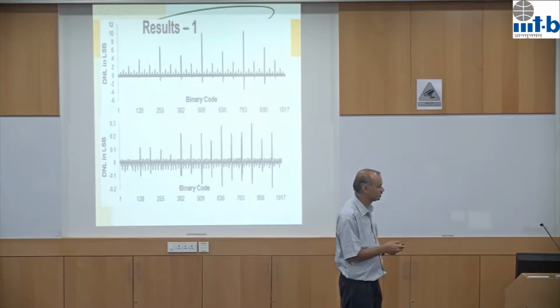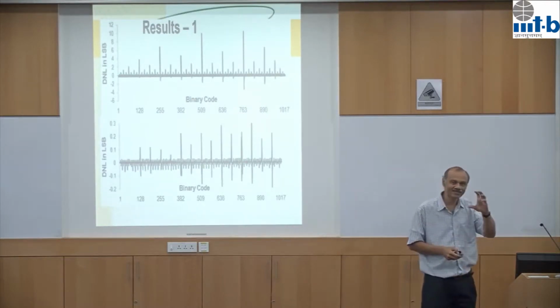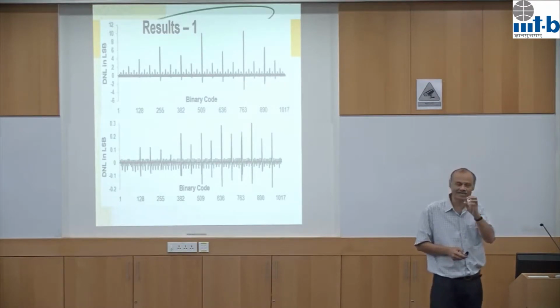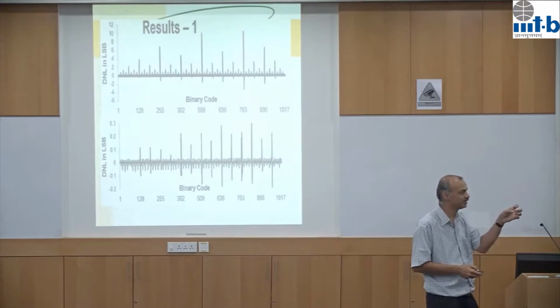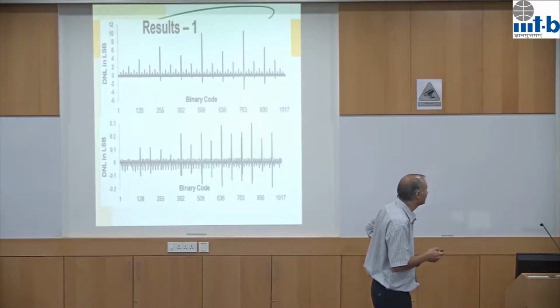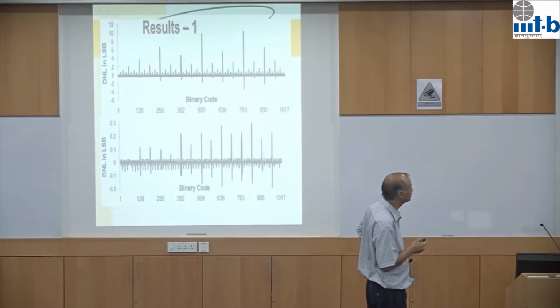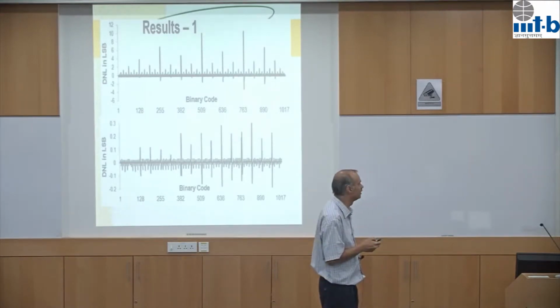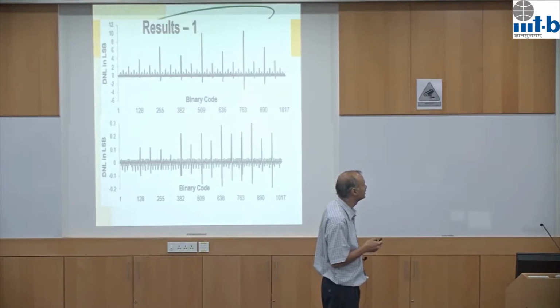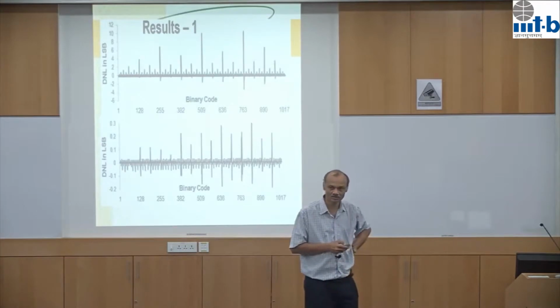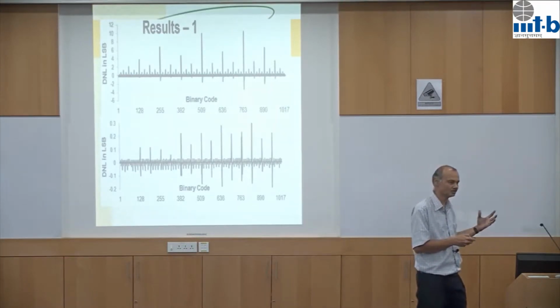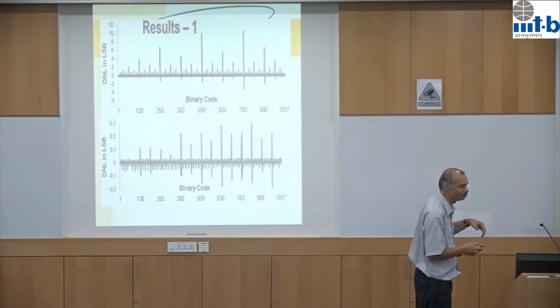Results. There are two measures of errors in DACs: DNL and INL, differential nonlinearity and integral nonlinearity. Before calibration, as a function of the digital input code, this was the error. The DNL is measured in LSBs, or least significant bits. The highest was about 10 LSBs, somewhere between 8 and 10. After calibration, the error came down to about 0.32 LSB. So this shows that the scheme we proposed worked very well. The error went down from about 10 to about 0.32.